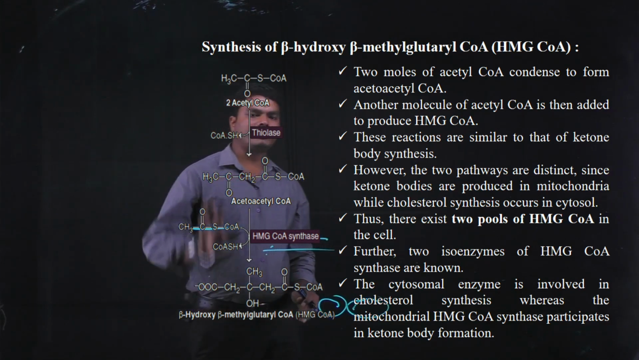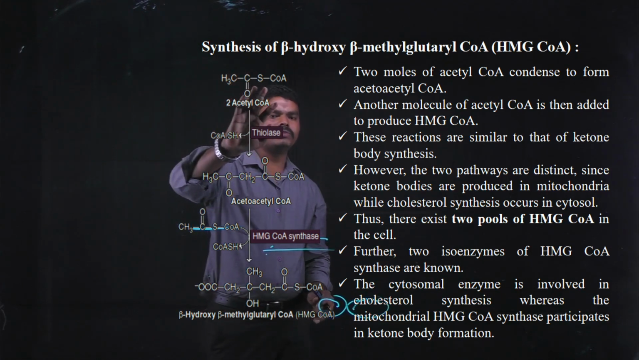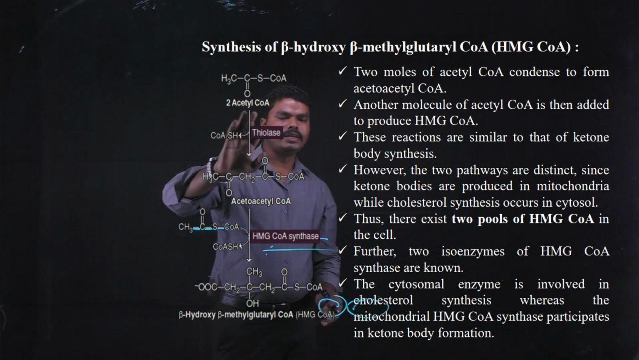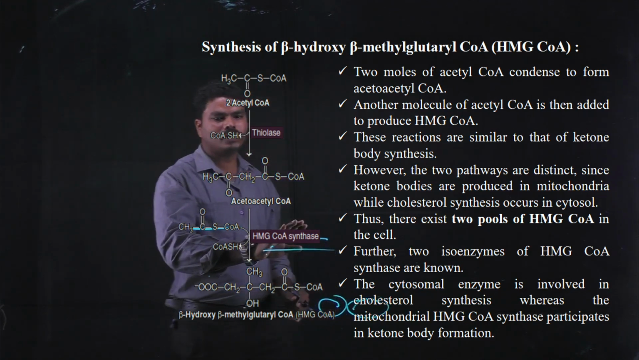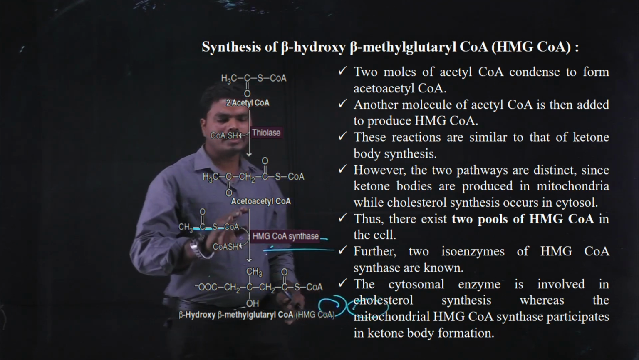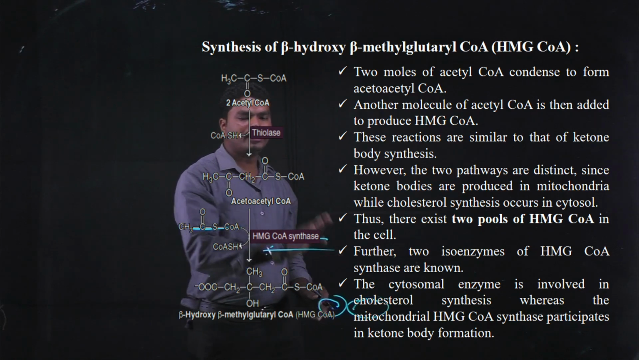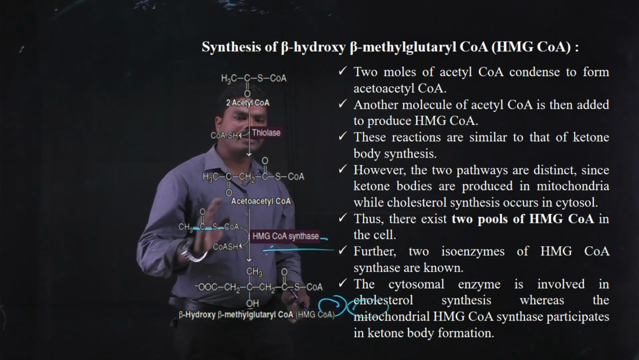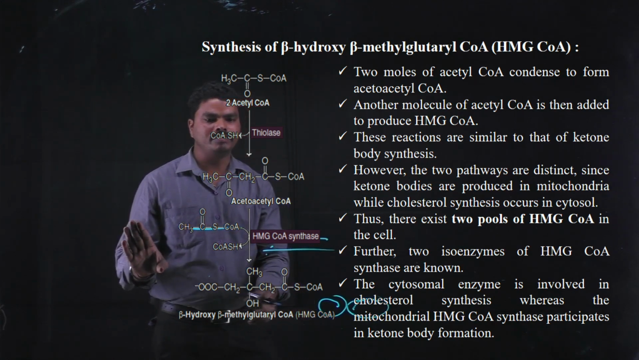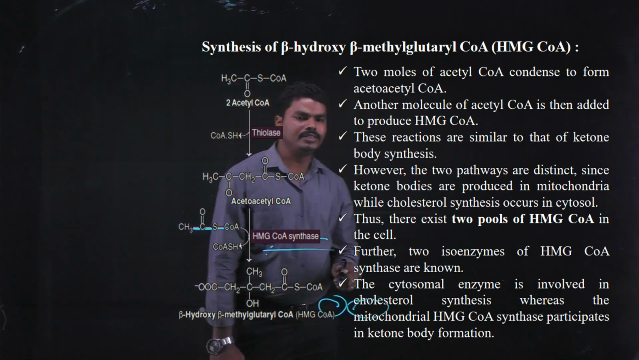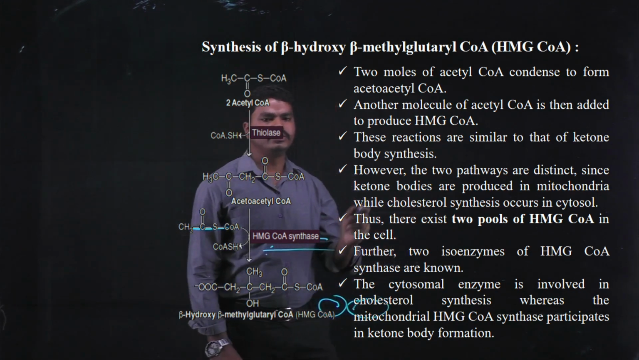So I will repeat it once again, the production of HMG CoA. It will start from the 2 molecules of acetyl CoA. The 2 molecules of acetyl CoA will condense by the action of thiolase to form the acetoacetyl CoA, and this acetoacetyl CoA by the action of HMG CoA synthase will be added to another acetyl CoA molecule, then it will form the beta hydroxy beta methyl glutaryl CoA. That is a HMG-CoA. And these reactions are similar to that of the ketone body synthesis.